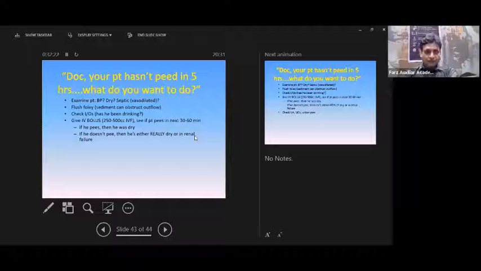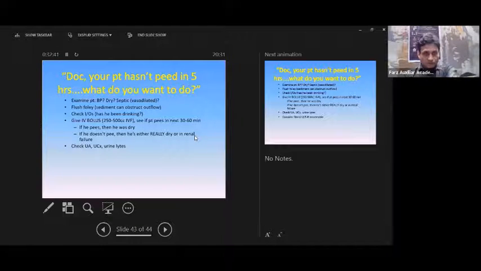See if the patient passes urine in 30 to 60 minutes. If it passes, then that patient is dehydrated, and we have to hydrate the patient. If the patient does not pass urine, then I will ask to give diuretics, and then we evaluate whether the patient is really dry or the patient is in renal failure.